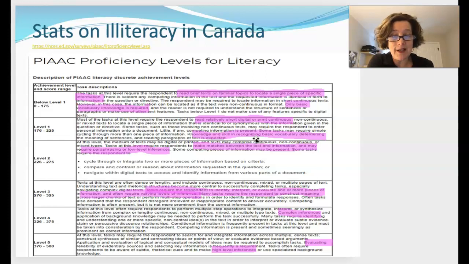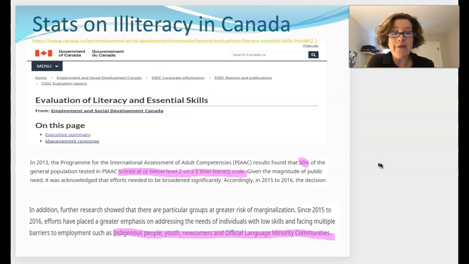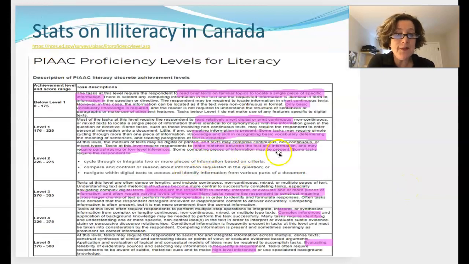Okay, so let's look at level 2, because if we go back here, we have 50% of our population at level 2 or below. So this is level 2. Make matches between the text and information, and may require paraphrasing or low-level inferences. Some competing pieces of information may be present. Some tasks require the respondent to, and then go through these. So you can see that this is not really super high-level text comprehension or understanding of vocabulary.